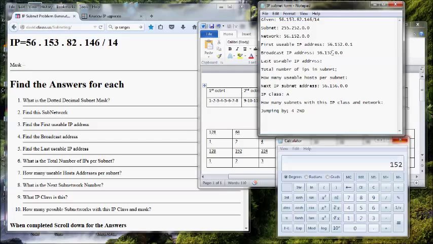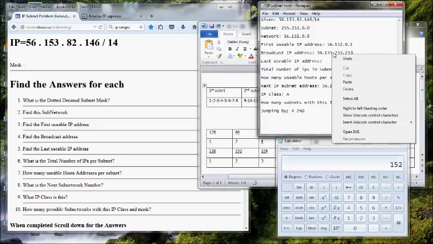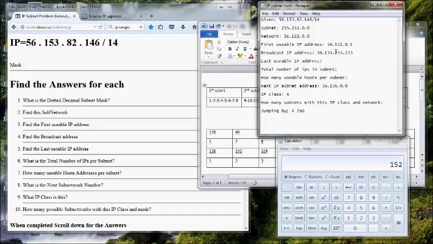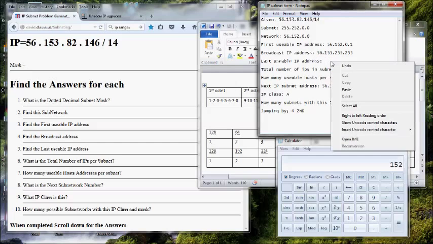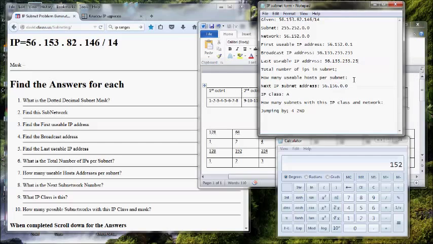So 155.255.255 gives me my broadcast, and backing that off one gives me the last usable.